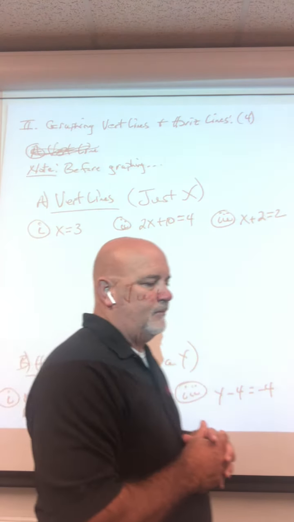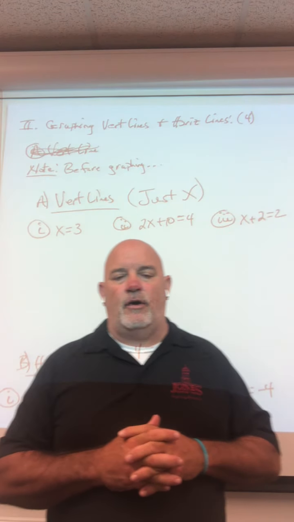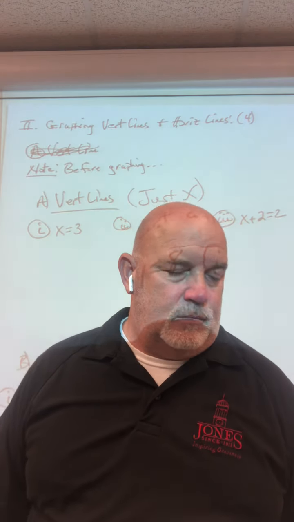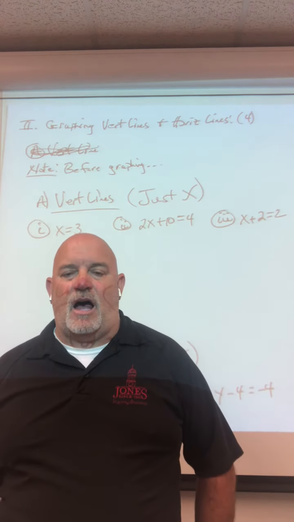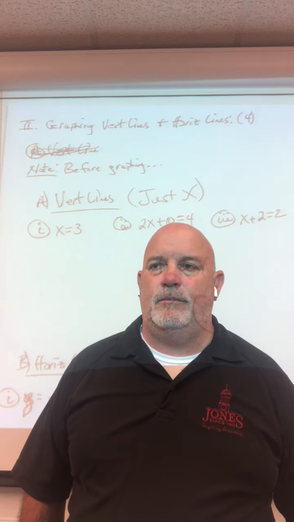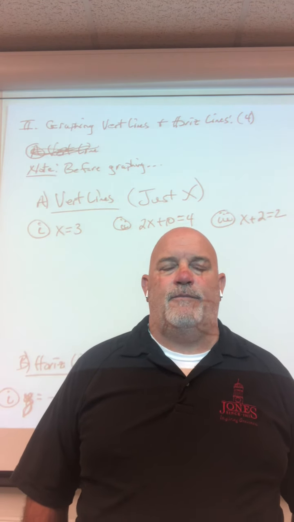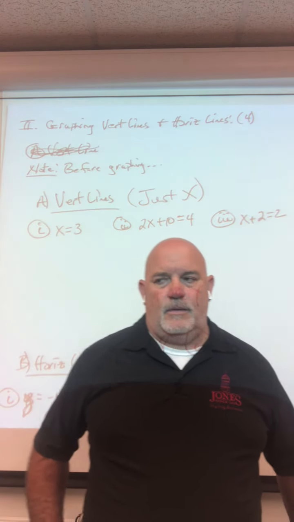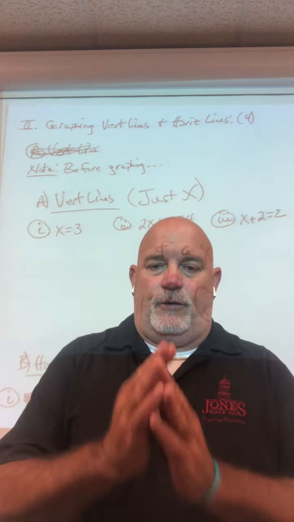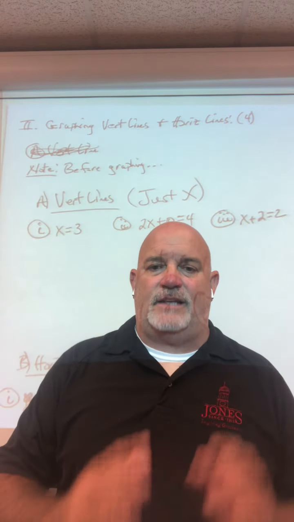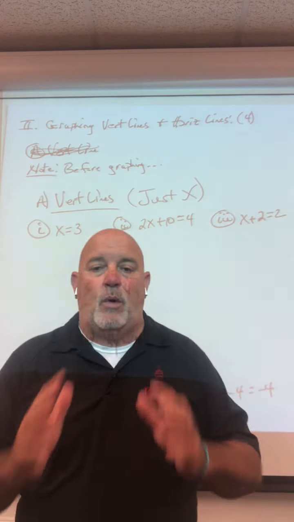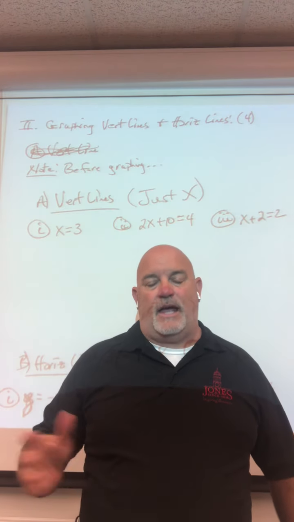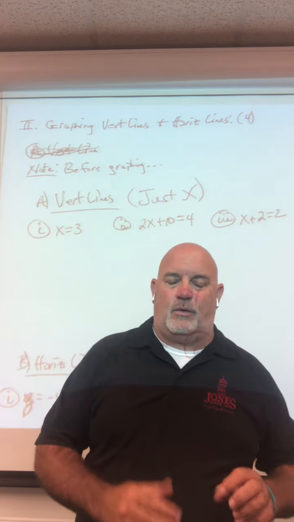Before graphing any vertical or horizontal line, solve the equation for the variable it contains. So in other words, here's what this means. If your equation has just an x, get the x by itself. So before you graph it, you want it to look like x equals a number. Same way, if it's a y, you want it to be y equals a number.